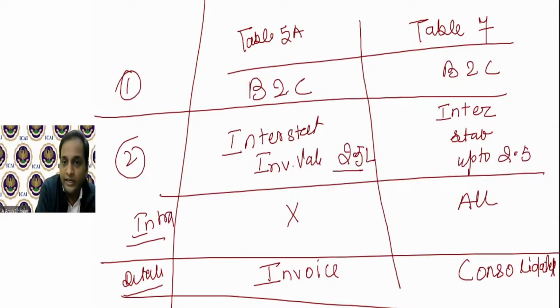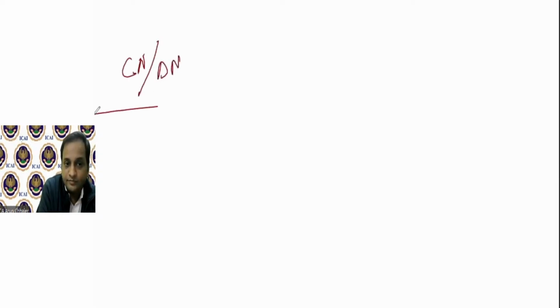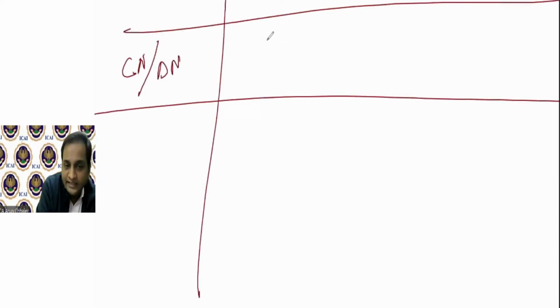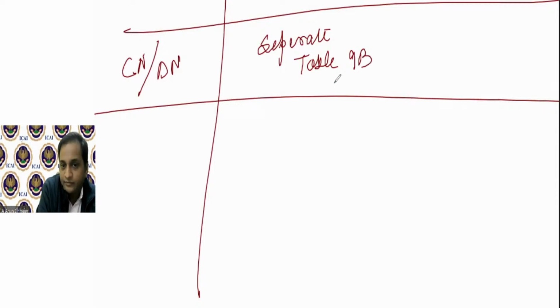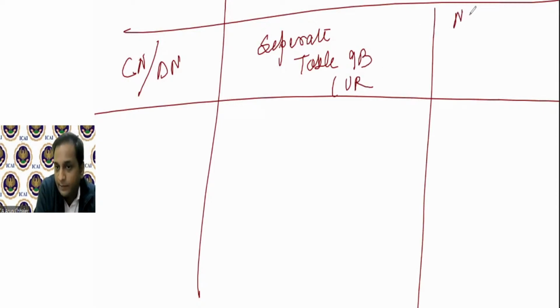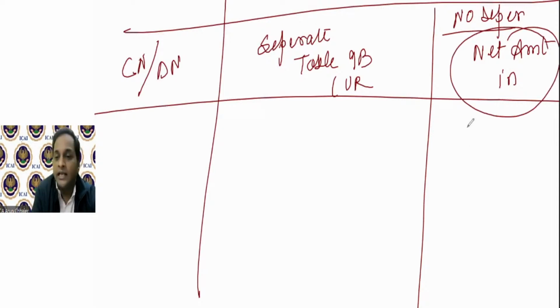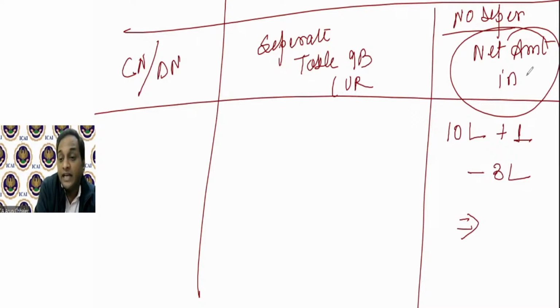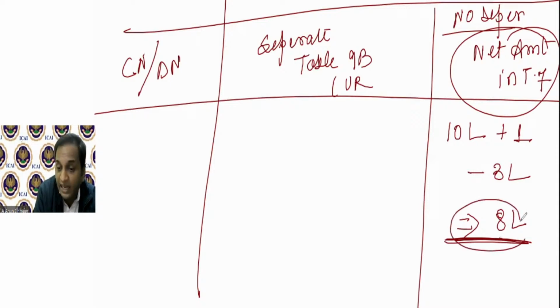Last, credit note and debit note. There is a separate table for debit credit note, that is table 9B, unregistered. But for table 7 there is no separate table. So you will put the net amount in the table 7. What is the meaning of net amount in table 7? Let's say you have the sales of 10 lakh. You have the debit note of rupees 1 lakh. You have the credit note of rupees 3 lakh. It means in the table 7, you will report net amount of the transaction, that is 8 lakh.